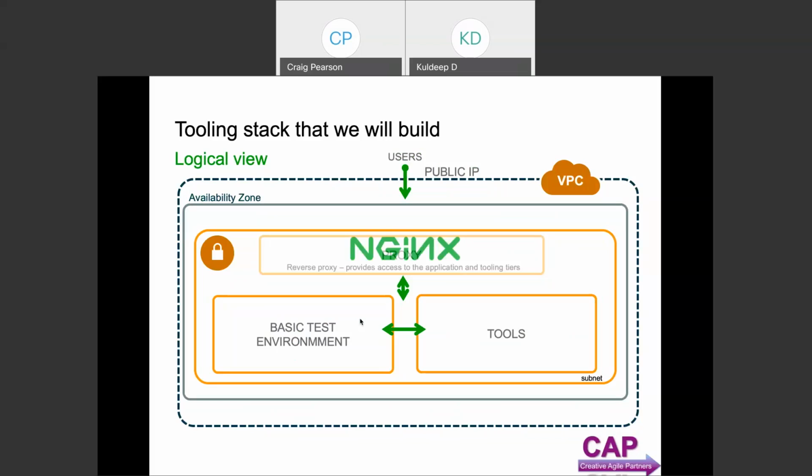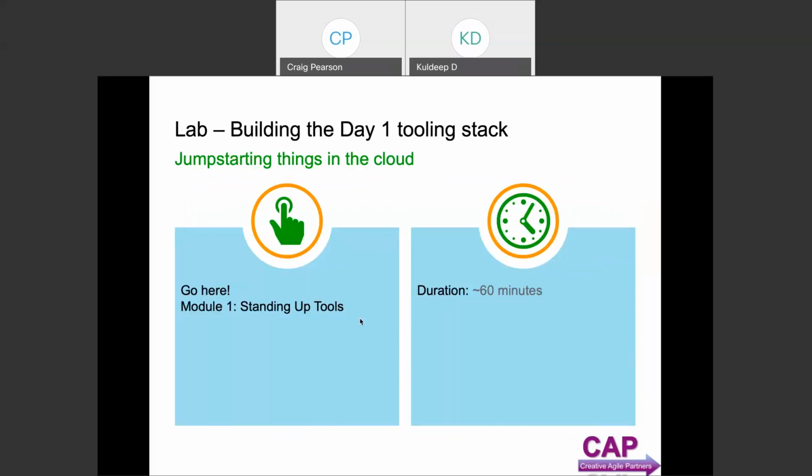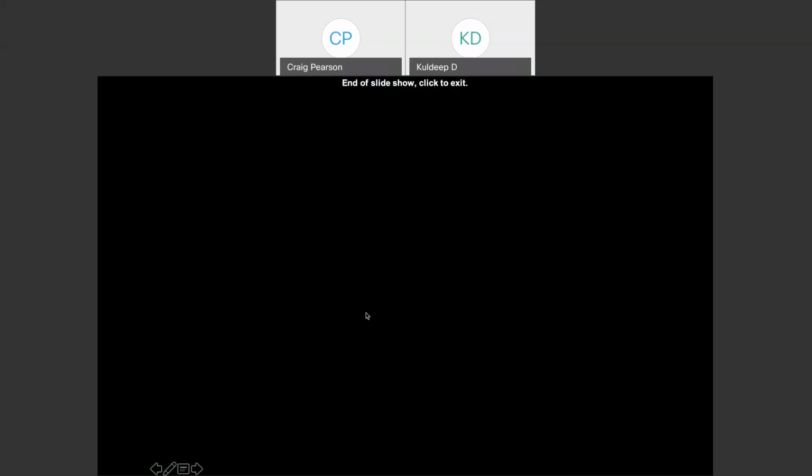So we'll use Nginx as the reverse proxy to access the tooling stack. Tools like Jenkins, SonarQube, Sensu, Nexus, the ELK stack for monitoring and Logstash management, they will all be installed on our tooling server. These are all virtual servers running in the cloud, remember? What we'll do is we'll use those tools to build a Java application which is running on Apache Tomcat. So that's what we're going to be building in the cloud. I'll give you some time now to set that up, and I will send out the instructions for doing that. So please do the lab.